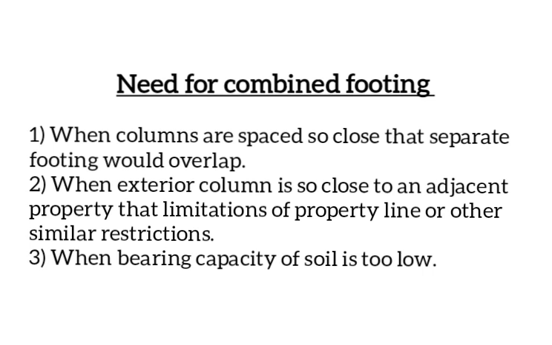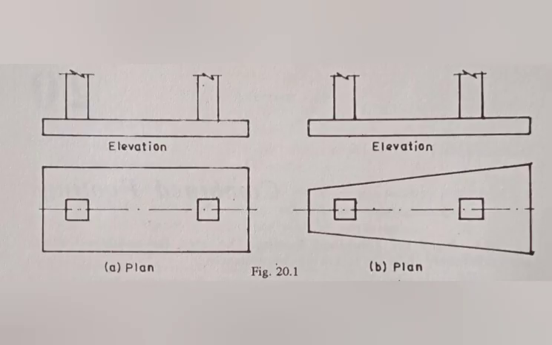A common footing provided for two or more columns in a row is known as combined footing. Needs for combined footing are columns spaced so closely that separate footings would overlap, limitations of property line, or bearing capacity of soil too low. These are the types of combined footing. They are rectangular footing and trapezoidal footing.